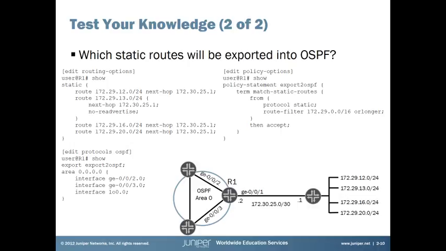All right, let's look at this example here. Which of these static routes will be exported into OSPF? So where's our policy? Here it is. Here's our policy statement, called export-to-OSPF. We have a term which says match static routes, from protocol static. And then we've got this route filter where we're looking at static routes for a particular network. So basically anything starting with 172.29 will match that. We're looking for any static routes to networks beginning with 172.29, and we're going to accept that.